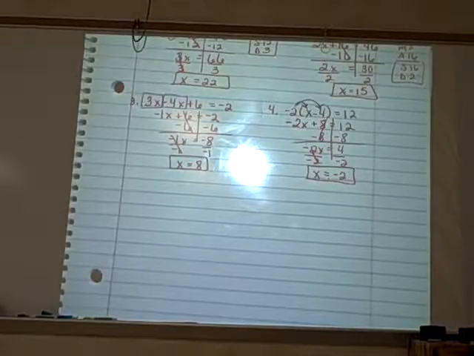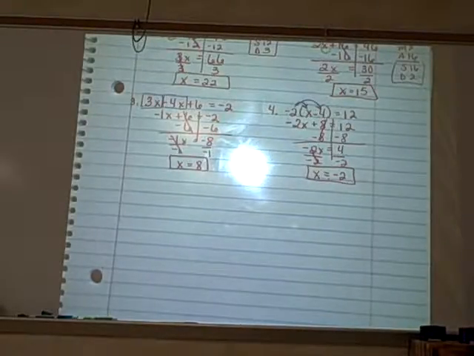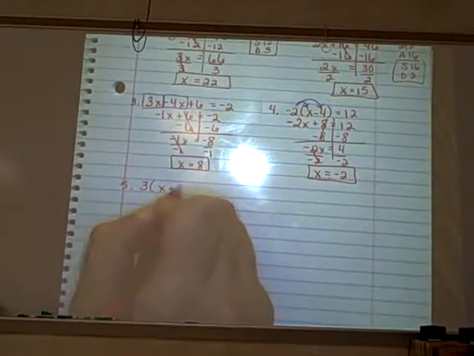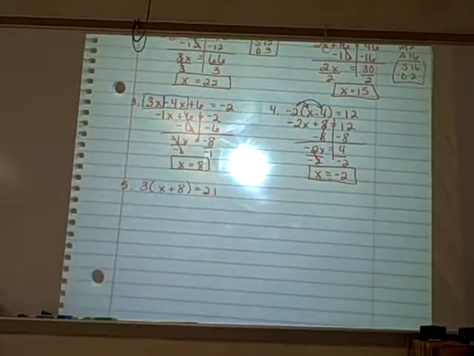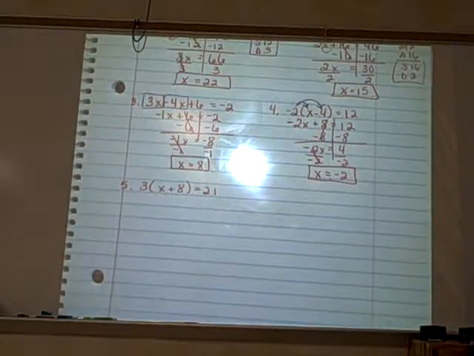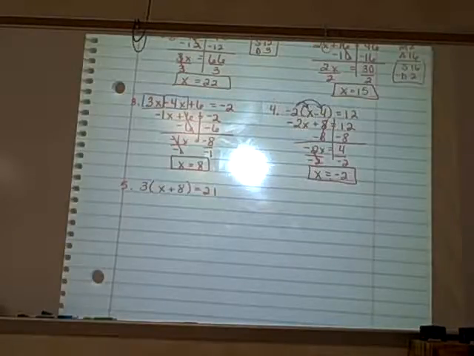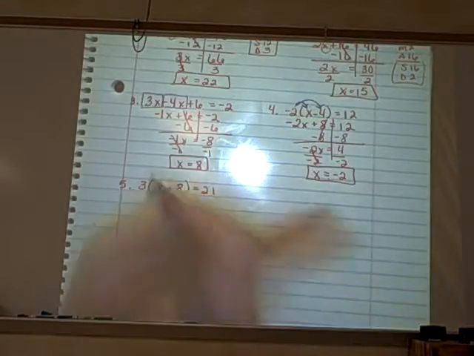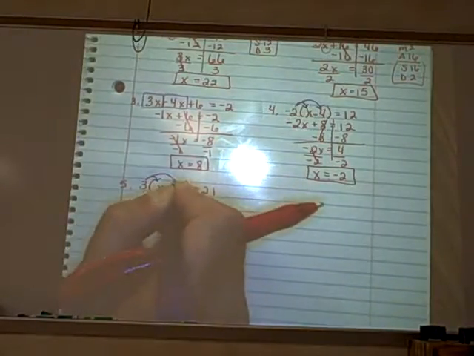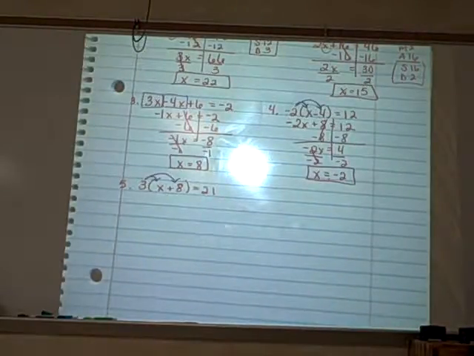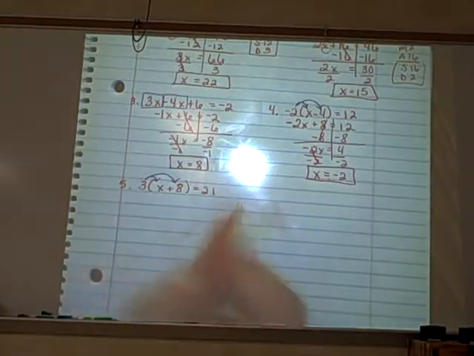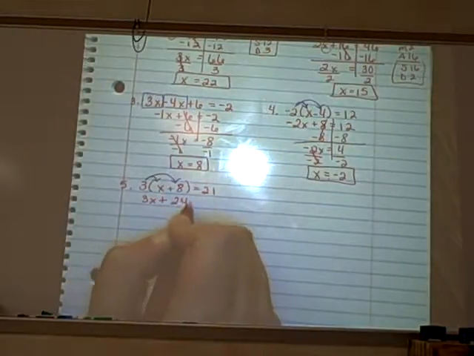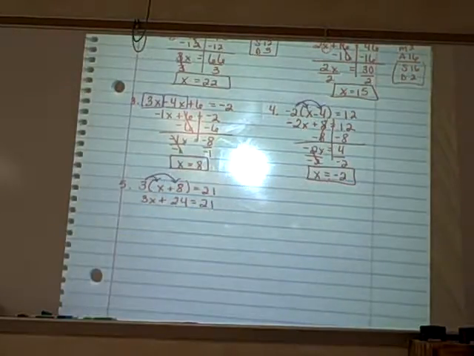Okay, one more like this, and then we're going to do one that has both distributing and combining. So number 5, 3 parentheses x plus 8 equals 21. So what's getting passed out? The 3 is going to go here and here. So that ends up being 3 times x is 3x plus 3 times 8 is 24 equals 21.